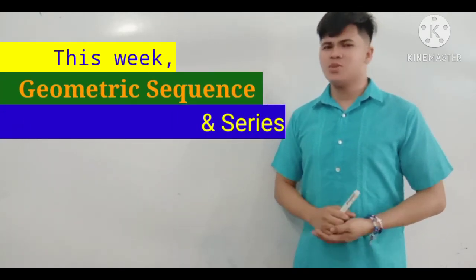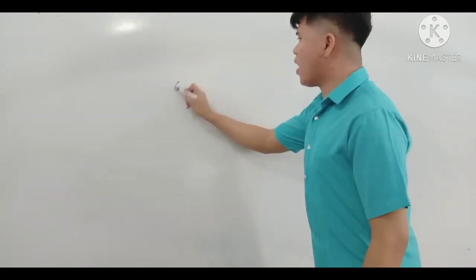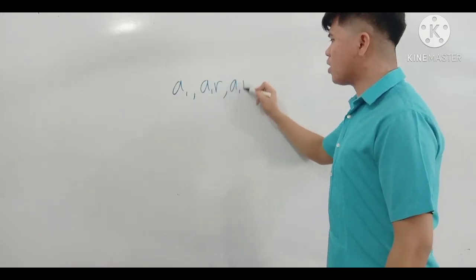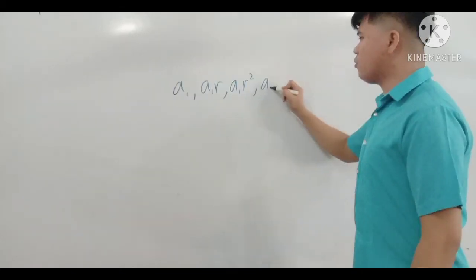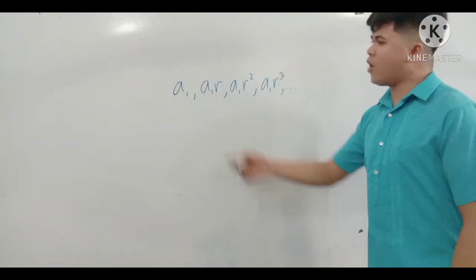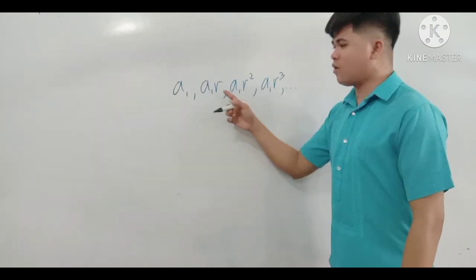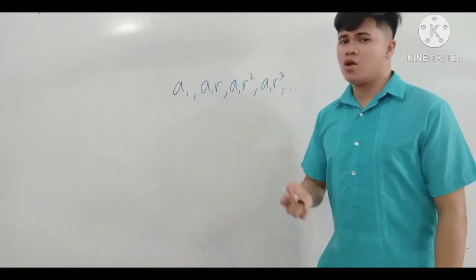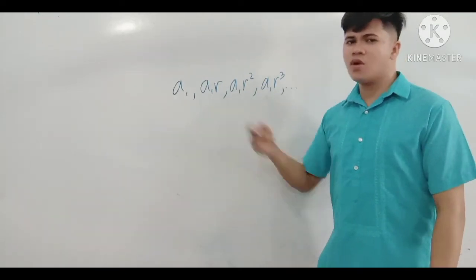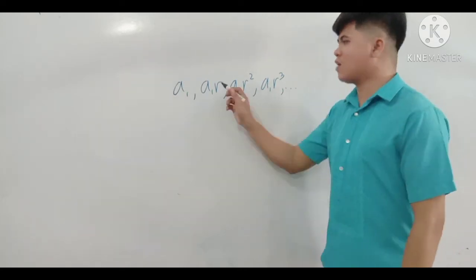So my dear students, a geometric sequence is a sequence in the form of a sub 1, a sub 1 times r, a sub 1 times r raised to 2, a sub 1 times r raised to 3, and so on and so forth, where a sub 1 refers to the first term of a geometric sequence, and r refers to the common ratio. This means the given sequence is said to be geometric if and only if it has a common ratio.